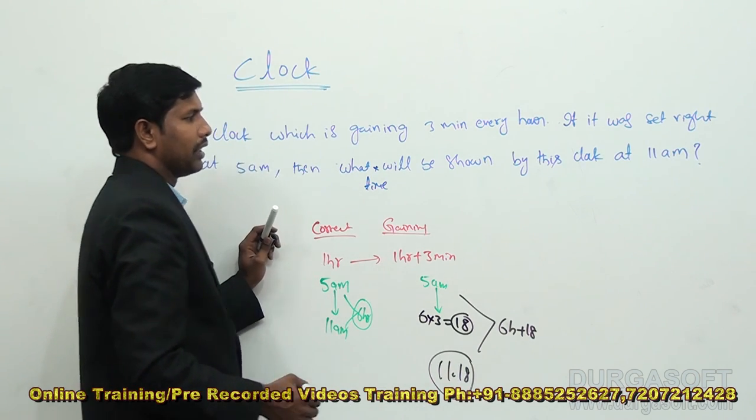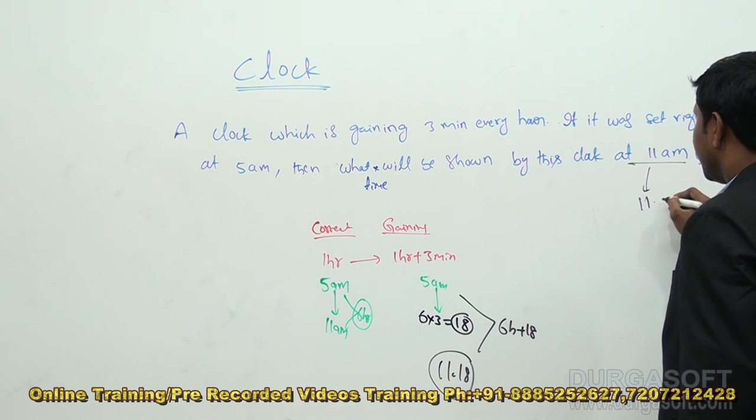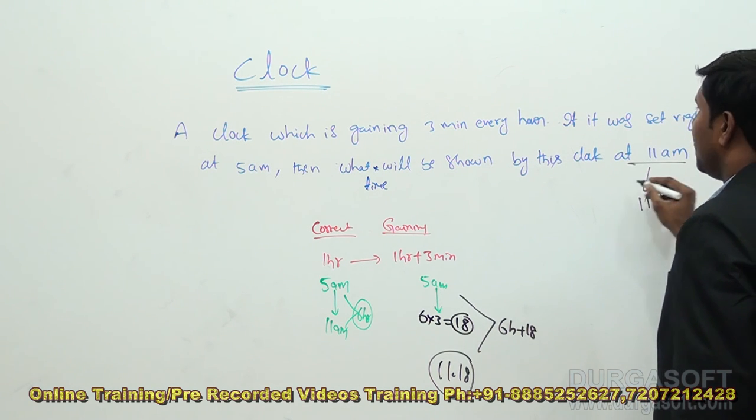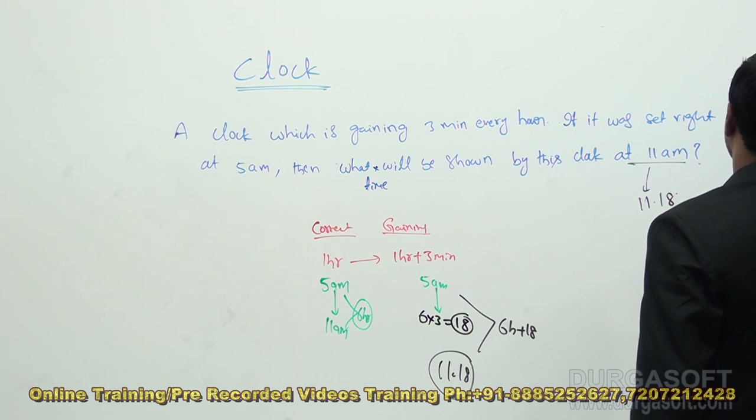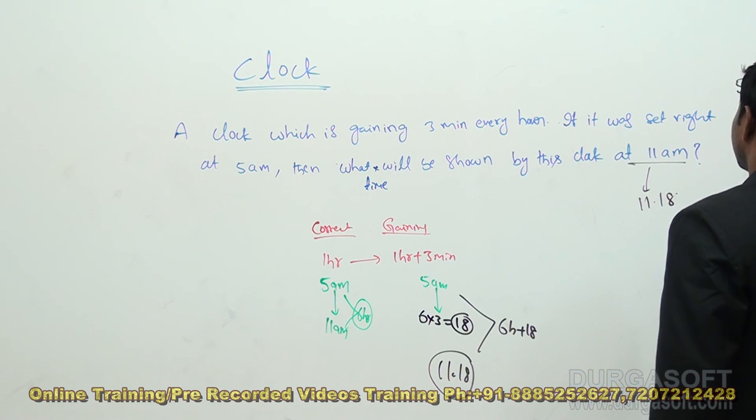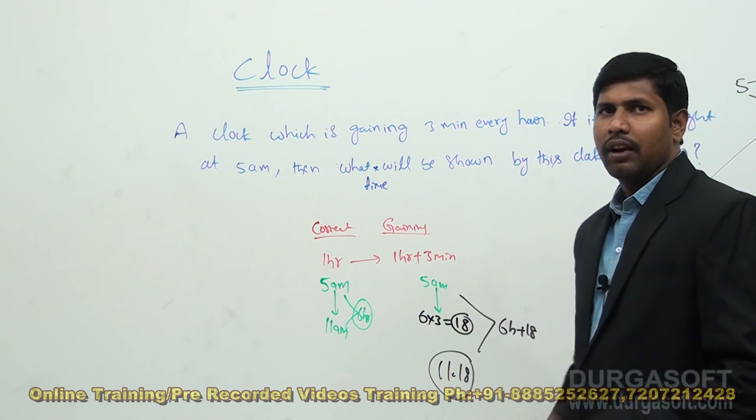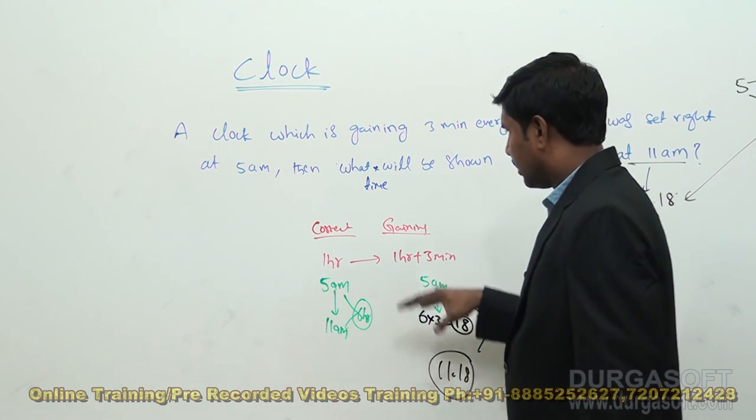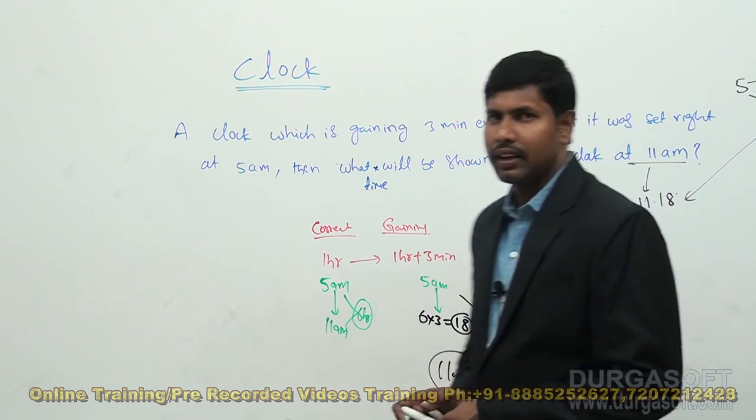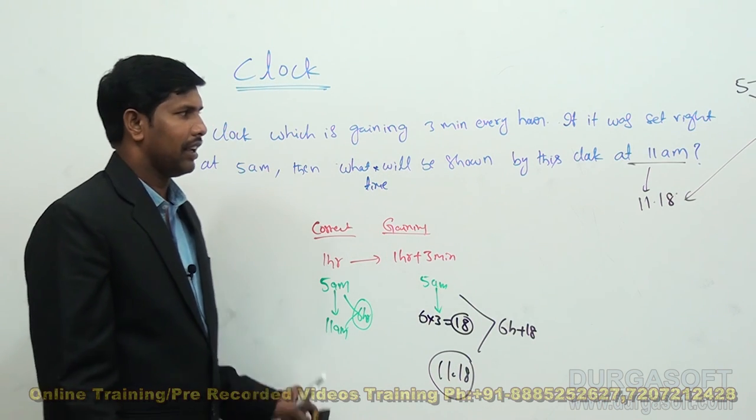11:18. So when the time is 11 a.m., this gaining clock will show 11:18, because totally from 5 to 11 the duration is 6 hours, and in every hour it is gaining 3 minutes, so the time will be 11:18. So in this way we can find the time shown by the clock at this 11 a.m.